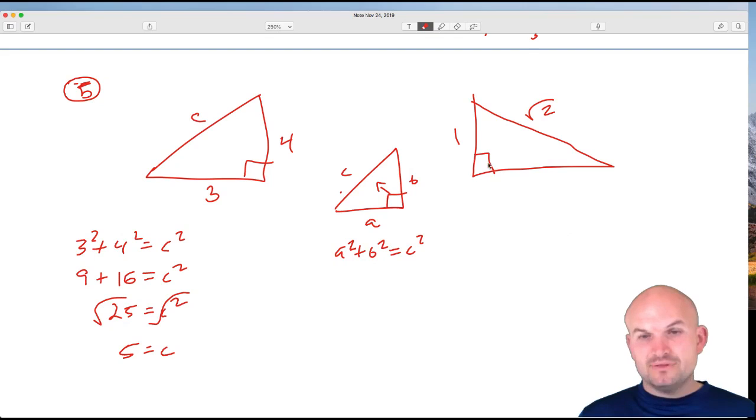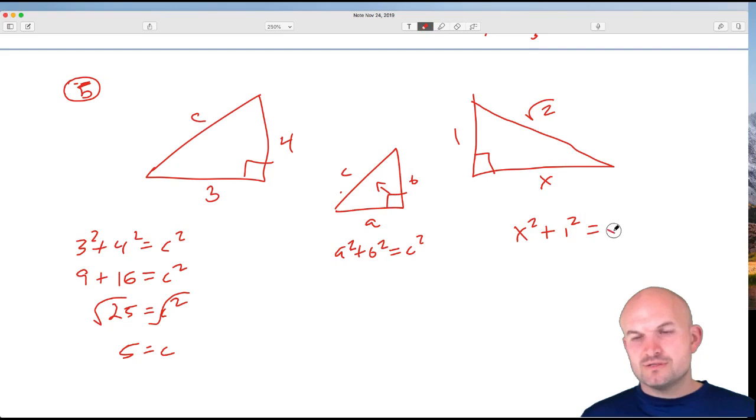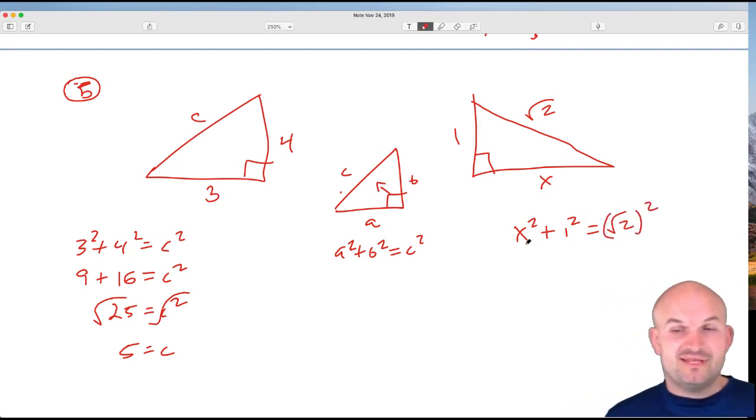In the next example, we don't have this side, so we're just going to call this x. Now again, you could call it a or b. It doesn't really matter, and you don't need to use a, b, and c. It's leg squared plus leg squared equals hypotenuse squared. So let's do this: x squared plus 1 squared equals the square root of 2 squared. Actually, I didn't really pick one that's too bad.